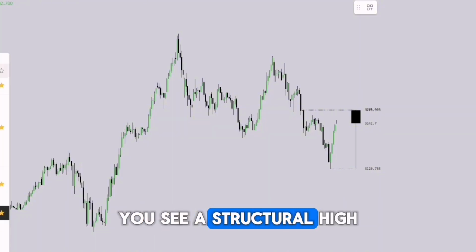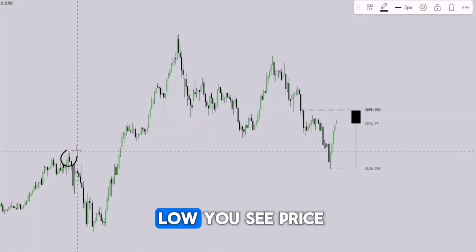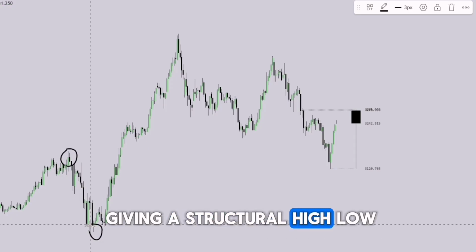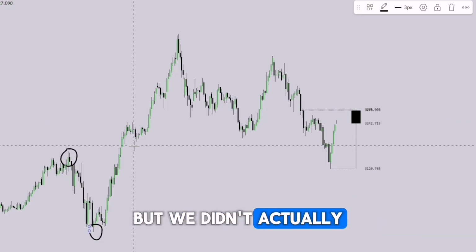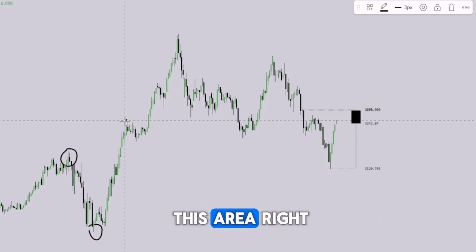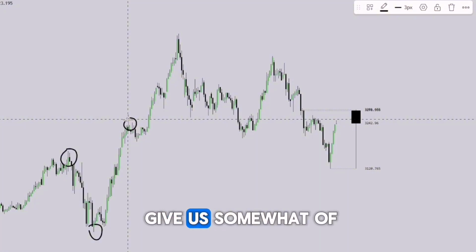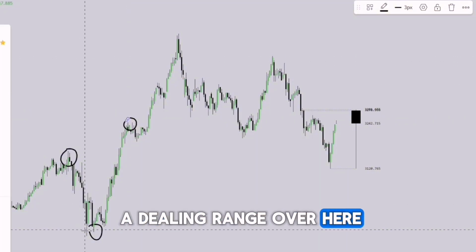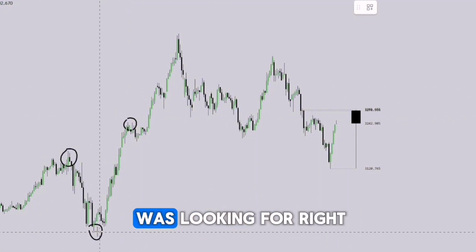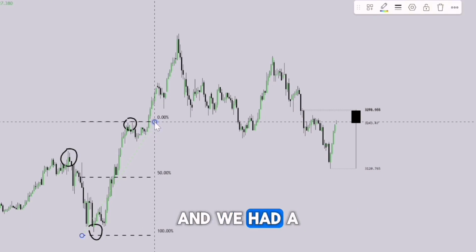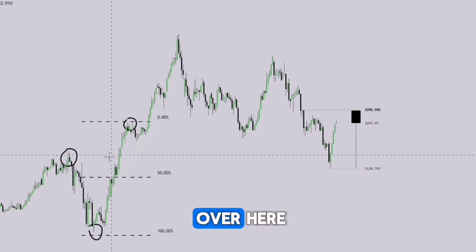Now, in this case, right, what you're looking for in terms of market structure is this, right? You see a structural high, you see a structural low, but we didn't actually see price come into this area, right? So we saw price give us somewhat of a dealing range over here. Now, this was a dealing range that I was looking for, right? And we had a bounce off a fair value gap over here, right?